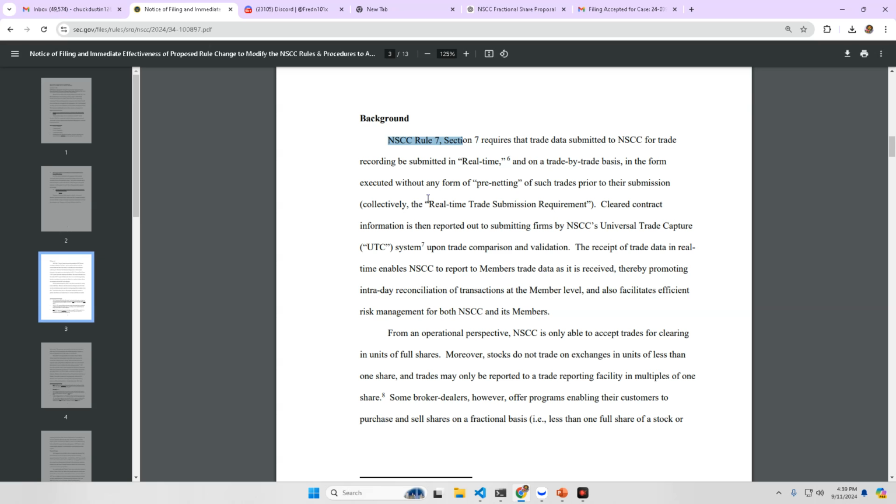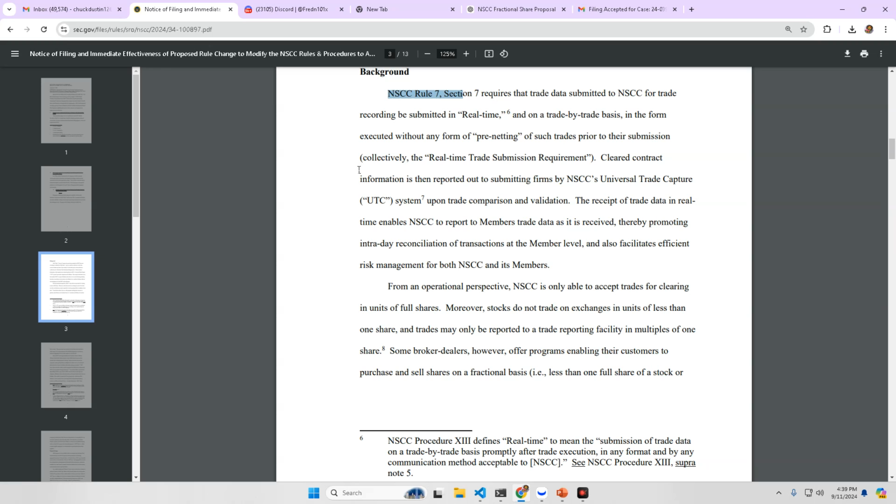So basically, from an operational perspective, as they say in this next paragraph, NSCC is only able to accept trades for clearing in units of full shares. So they can only accept full shares. Now, stocks do not trade on exchanges in units of less than one share, and trades may only be reported to a trade reporting facility in multiples of one share. Some broker-dealers, however, offer programs, as you've all seen in your trading applications, where for some tickers you can buy fractional shares on different brokerage apps.